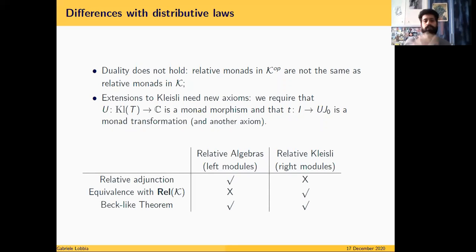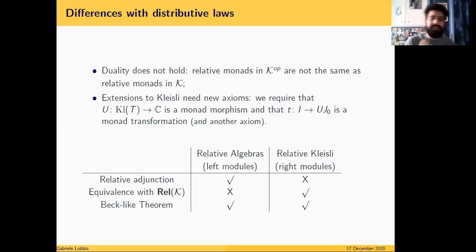Just to finish, we've got this situation. I wanted to tell you a bit about the situation with relative algebras and the relative Kleisli construction in the general setting, so in the setting of a two-category instead of the category of categories. In the formal theory of monads, you consider indexed left modules as algebras, and so I did the same. I consider relative indexed left modules and relative indexed right modules, which will give you some sort of Kleisli construction.